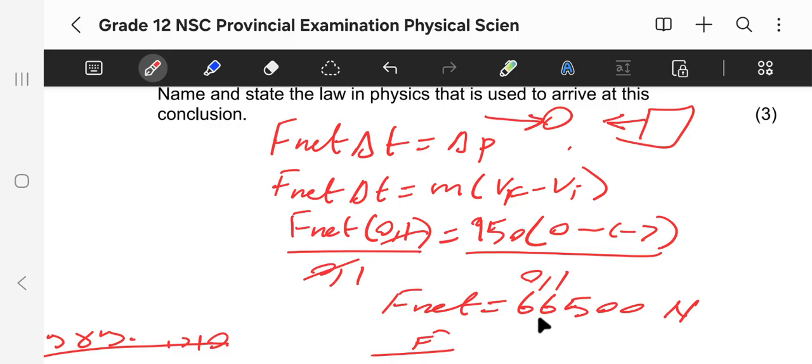And which law helps us to understand this? It's Newton's third law. Okay, it's Newton's third law, and it states that when object A exerts a force on object B, object B simultaneously exerts an oppositely directed force of equal magnitude on object A. That's how you answer this last one, 5.1.4.